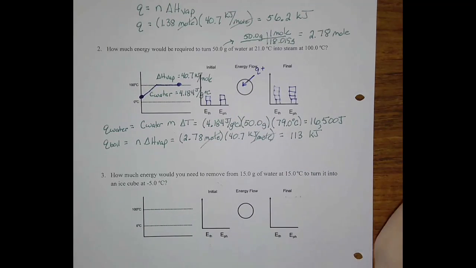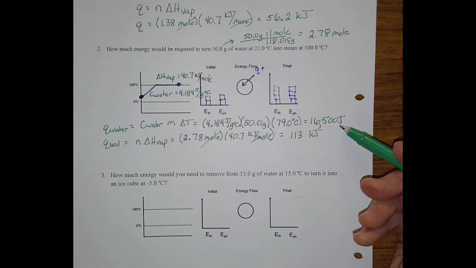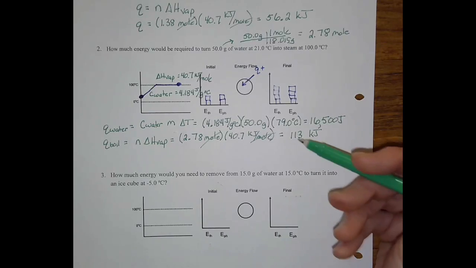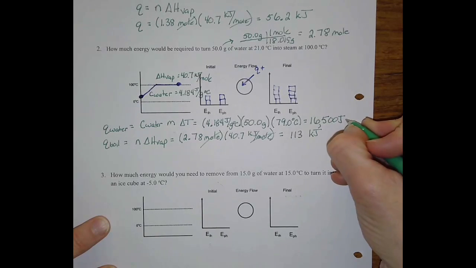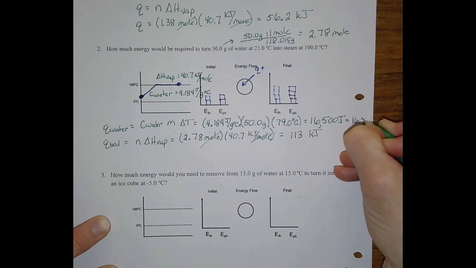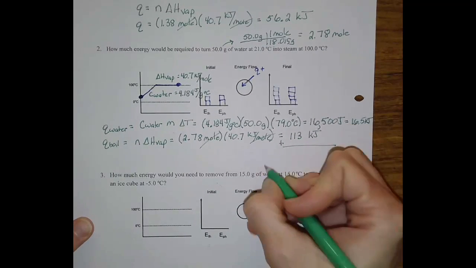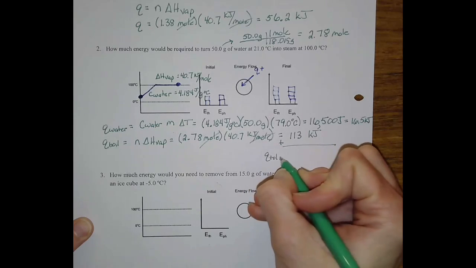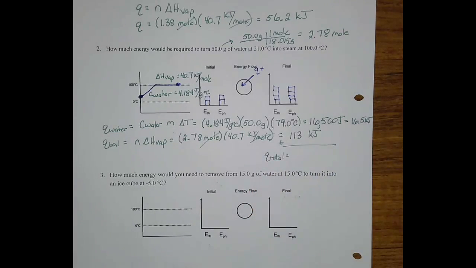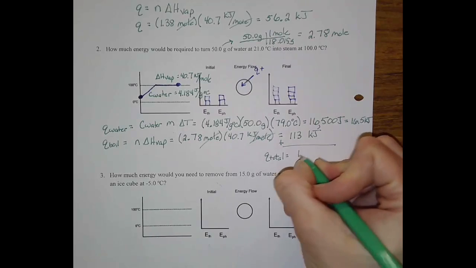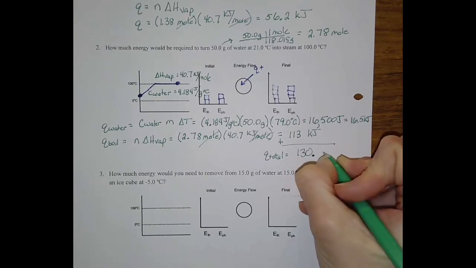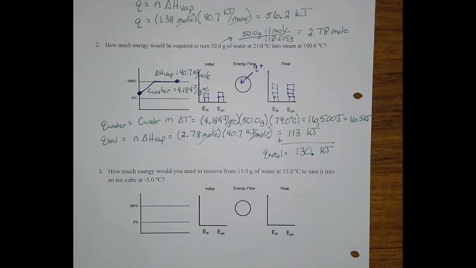In terms of whether you do it in joules or kilojoules, it depends on how big your numbers are. This number is really big, so I'm going to make everything into kilojoules. If this number had been really small, I might have taken everything to joules. 16.5 kilojoules. And so my Q total is 113 plus 16.5. It's addition, so I can only keep to the ones place. 130 kilojoules to get the job done.